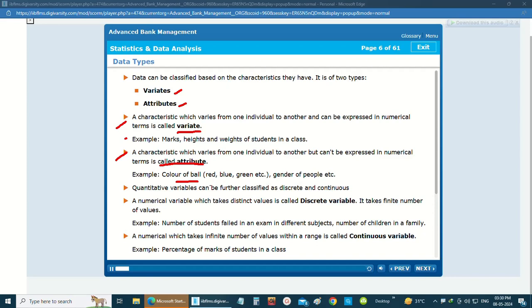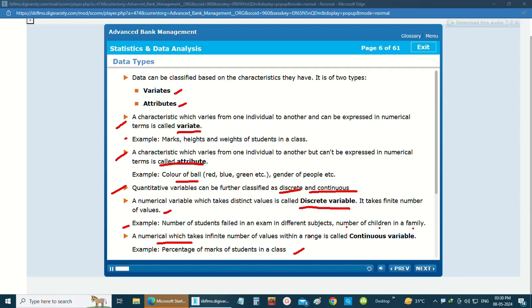Quantitative variables can be further classified as discrete and continuous. A numerical variable, which takes distinct values, is called a discrete variable. It takes a finite number of values. Example, number of students failed in an exam in different subjects, number of children in a family. A numerical variable, which takes infinite number of values within a range, is called a continuous variable. Example, percentage of marks of students in a class.